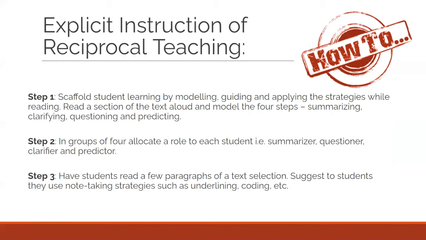Step 2, in groups of 4, allocate a role to each student. One student will serve as the summarizer, one is the questioner, one will be the clarifier, and finally one student will be the predictor. Step 3, have students read a few paragraphs of a text selection. Suggest to students that they use note-taking strategies such as underlining, coding, etc.